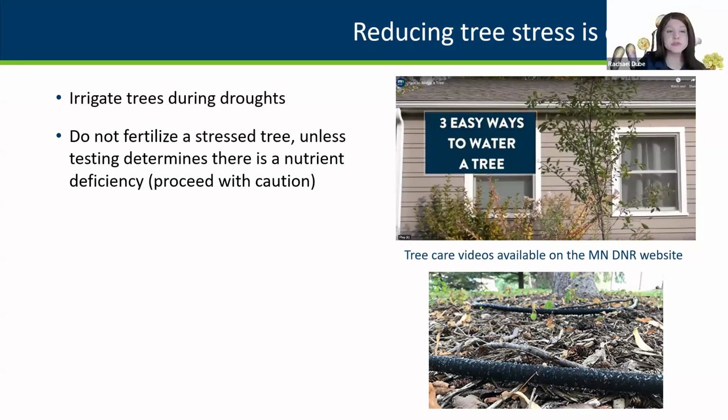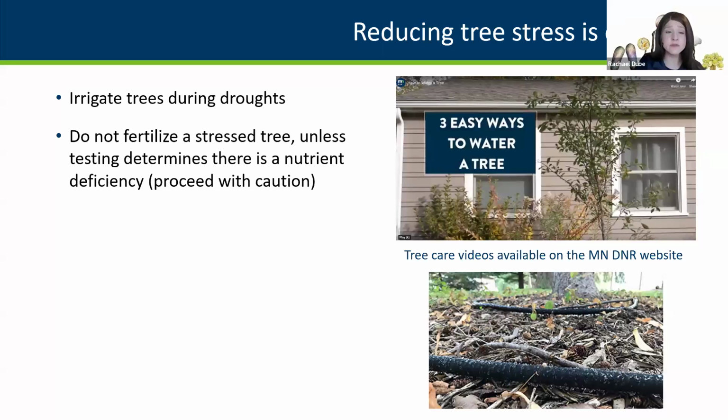Something that we do get questions about is fertilizing stressed trees, and we really do recommend against that if your tree is stressed or recovering from stress, unless you get a soil test and determine that there is a known nutrient deficiency. A lot of fertilizers promote above-ground growth rather than root growth, and that can overwhelm those stressed roots. So if you are fertilizing, you want to make sure you are addressing a real nutrient deficiency. Most of our trees are shown to not have nutrient deficiencies.